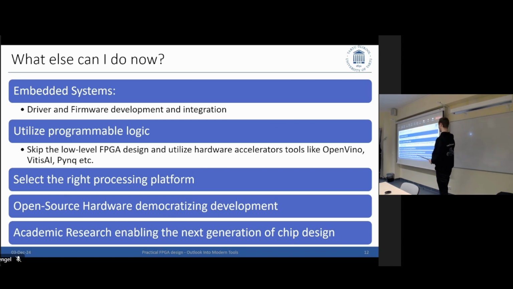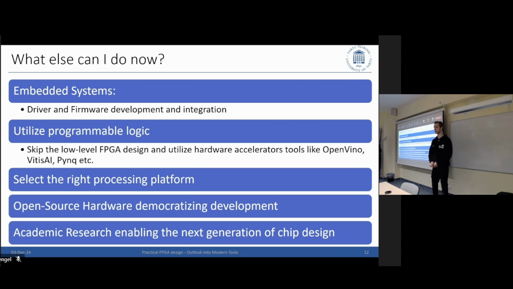So driver and firmware development: if you do not like the hardware development, you have the integration part on the processor side. You can also utilize programmable logic in so many other ways with the modern tools. We had the hardware accelerators. You can use it in Vitis AI, OpenVINO, and in PYNQ or Python Sync, where you basically have different IP cores and you just write in Python and this will reconfigure your system on chip. Of course, understanding hardware acceleration or the FPGA design a bit will be useful for this. But I think for all of these, you do not need more than the course.